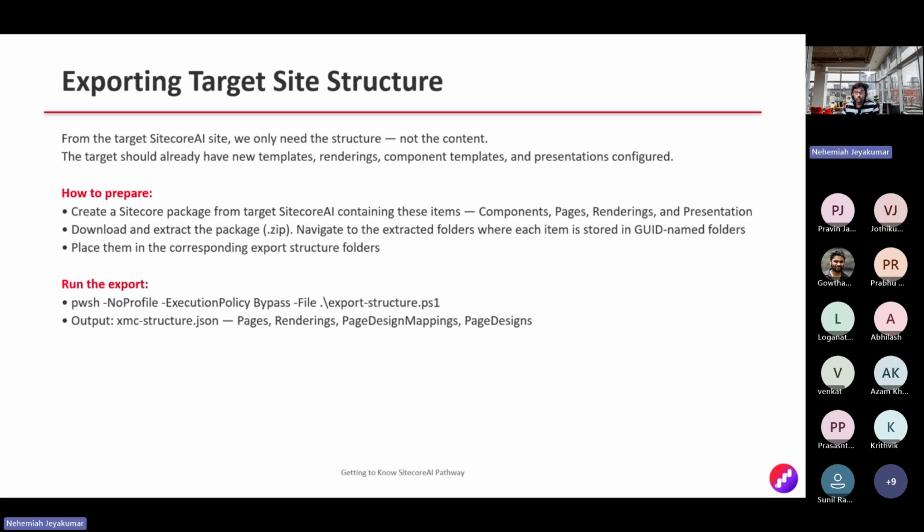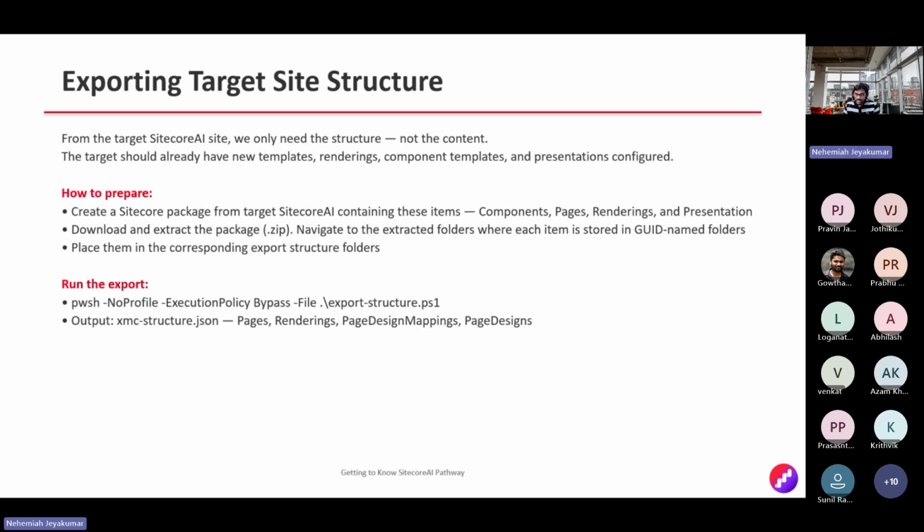First and foremost, you go to your target SitecoreAI. You only need the structure. You do not need any page data from your SitecoreAI perspective. In your target system in SitecoreAI, go to the template, rendering, component templates, presentation. Get a Sitecore package, download it, and extract the package zip file.